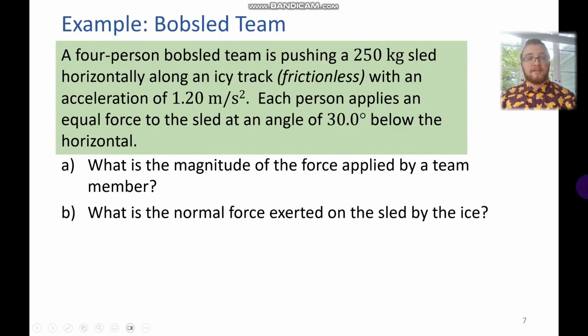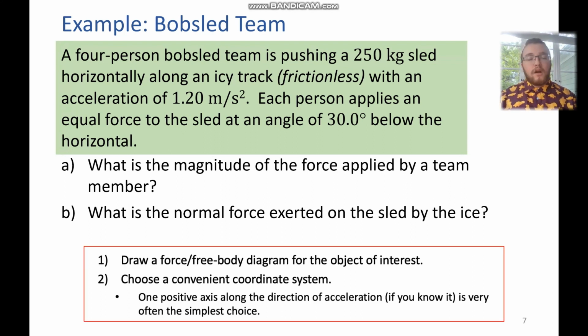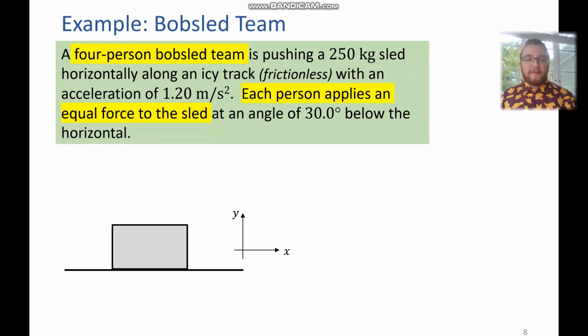So this is important in an example like this. You don't know how to solve this yet. That's okay. This is something you're going to see soon. If we have a 4-person team pushing a sled on a frictionless track with an acceleration, and each person is applying a force at an angle, we want to know the magnitude of the force applied by each person individually and the normal force. So our steps to solve this would be draw a free body diagram, choose a coordinate system, and all of that.